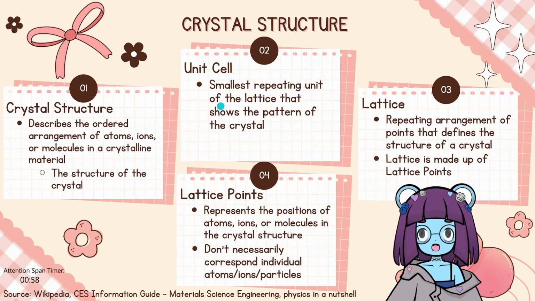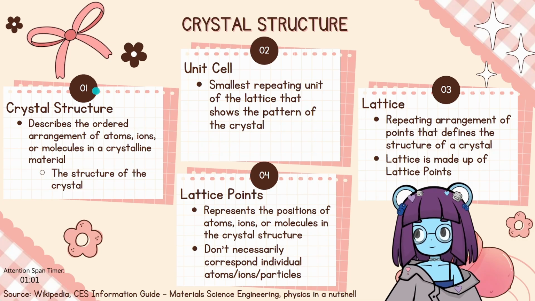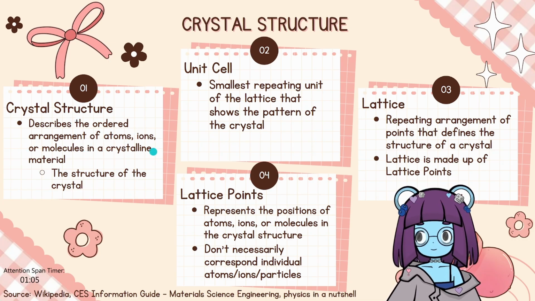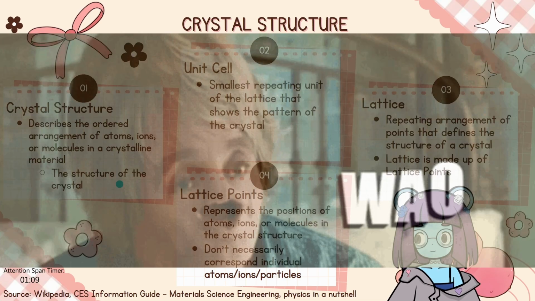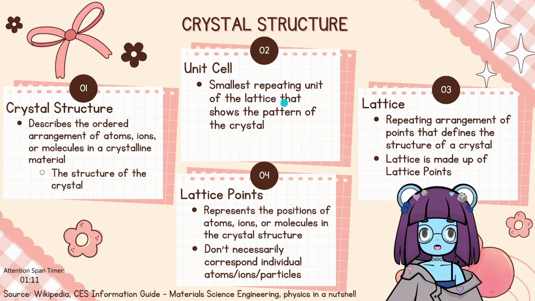Crystal structure and crystallography. A crystal describes the ordered arrangement of atoms, ions, or molecules in a crystalline material. It is basically the structure of the crystal. Wow! And a way to describe the crystal structure is with a unit cell. A unit cell is the smallest repeating unit of a lattice that shows the pattern of the crystal.